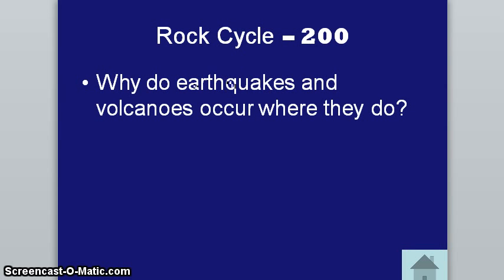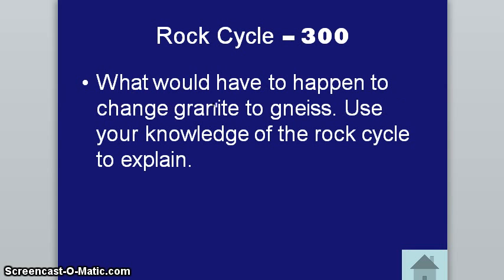Why do earthquakes and volcanoes occur where they do? They occur at the collision or the interaction of the tectonic plates, or the boundary areas of those tectonic plates. And that's where the plates bump into each other, and there's a lot of pressure from inside the Earth escaping there and pushing on those tectonic plates in those areas. And the results are the earthquakes and volcanoes.